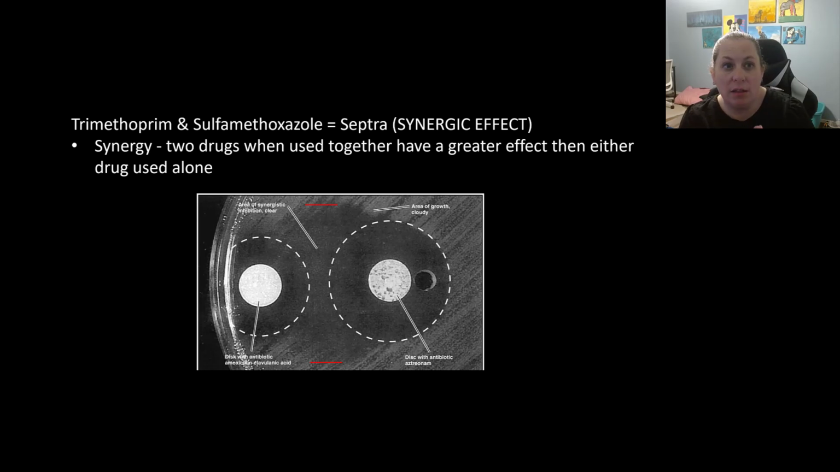So to talk a little bit about this Septra group, it is going to have what we call a synergistic effect. It's two types of medications that are used: trimethoprim and sulfamethoxazole. These two are going to work together, and that's where the synergistic effect comes into play. Two drugs are going to have a greater effect than just the one by itself. So it's a combination treatment that we see taking place here, and that's what they call Septra for short.